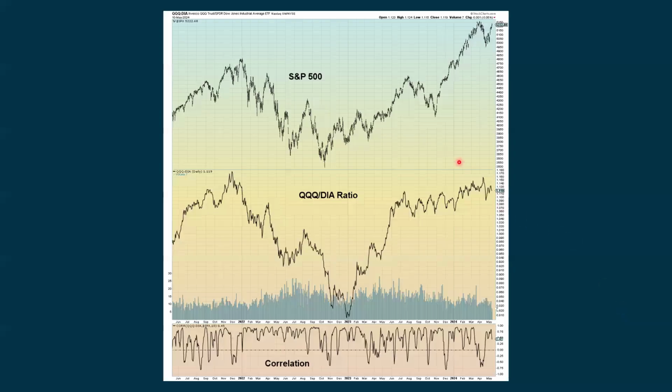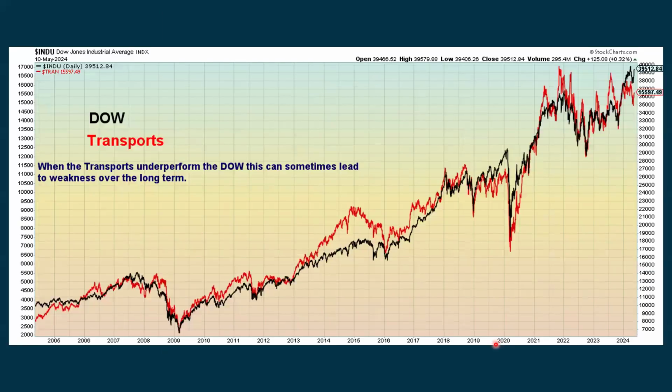And on top, we have the S&P, and then in the middle is a QQQ to DIA ratio. So this is the NASDAQ 100 to the Dow. And they had been going in the same basic direction, but now we're seeing that correlation trailing off. But they're still having a tendency to go in the same general direction with each other, whether it's up or down. The transports have been a real disappointment. That's the red line that you see here, and then the Dow is the black line. In a more solid environment, we want to see the red line above the black line, and we just haven't been seeing that in 2024.